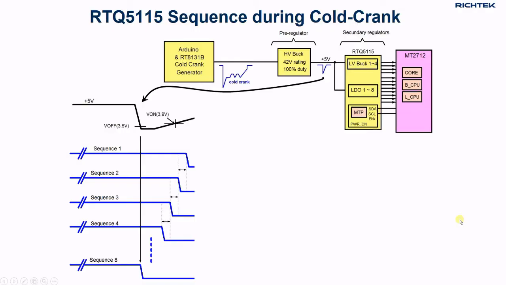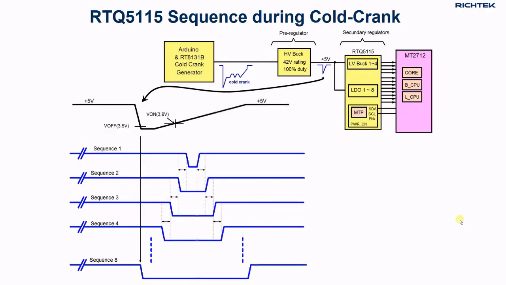After the power down sequence is finished and the VIN is above 3.5 volt, the RTQ5115 will initiate the correct startup sequence again. This behavior will ensure that the MT2712 SoC system board will always shut down and start up in the correct manner, also during cold cranking.